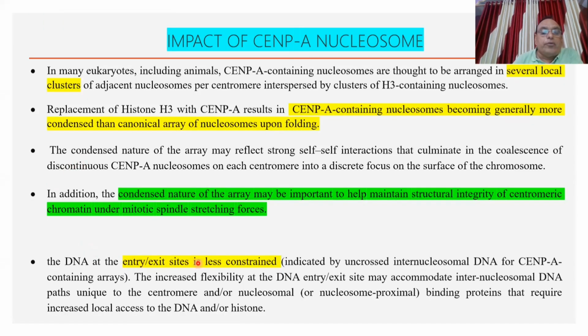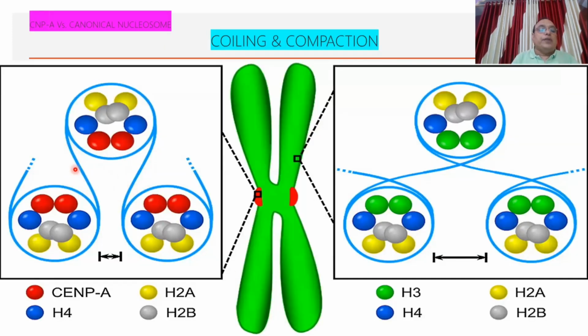So this point is clear that the entry and exit site is less constrained, and this loosened entry and exit site will increase access of proteins to the DNA or to the histone. So the impact of attachment of CENP-A is what? What are the impacts? Number one, compaction of the nucleosomes. So it will lead to the clustering of nucleosomes too, and the clustering or coalescence of nucleosomes will impart strength and integrity to the centromeric region, so that it could withstand the pull from either side. Number one. And number two, the loose noose around the histone cores will facilitate the entry of proteins which are necessary for imparting functionality to the centromere.